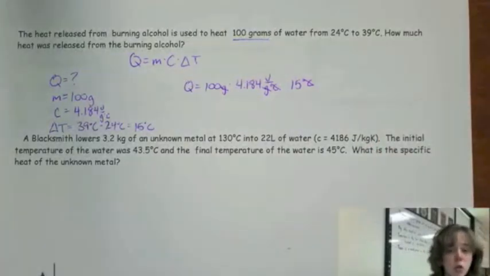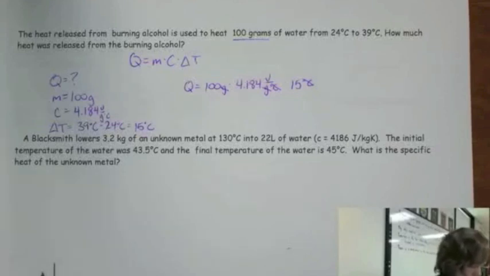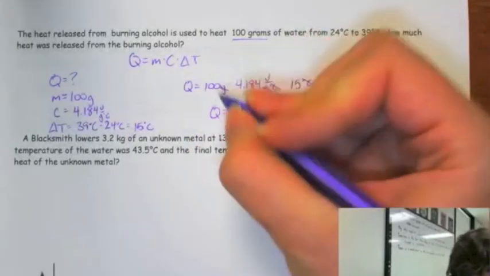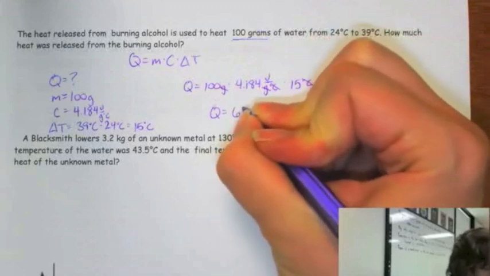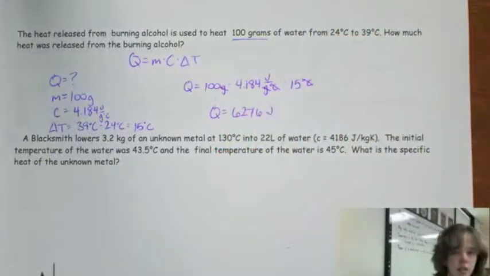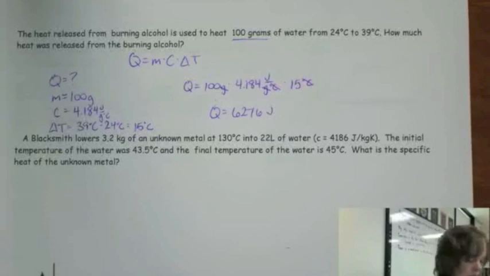That leaves me with joules, and since I'm looking for heat, that's what I know I'm going to want. So now I just multiply my numbers together. So we have 100 times 4.184 times 15. And so the amount of heat that's released from my alcohol absorbed by my water is going to be 6,276 joules.